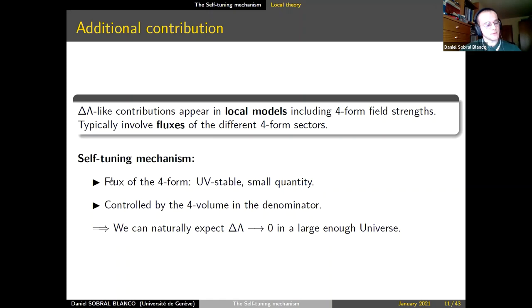Even if we have to remain agnostic about the nature of these three-form fields, assuming that they are ultraviolet stable quantities and that they are small, which are reasonable assumptions, and given that they are controlled by the four-volume in the denominator, we can naturally expect that they go to zero if the universe grows large enough, and they will be exactly zero if the universe is eventually infinite. So we can forget about this additional contribution and just calculate the residual cosmological constant using only this space-time average of the trace of the stress-energy tensor. I will show you later how to perform such a calculation, and that this gives us a very interesting result.